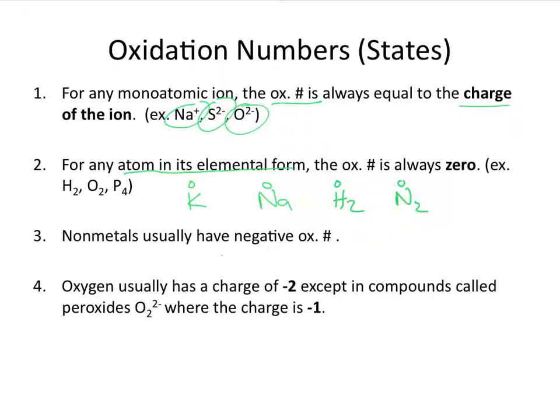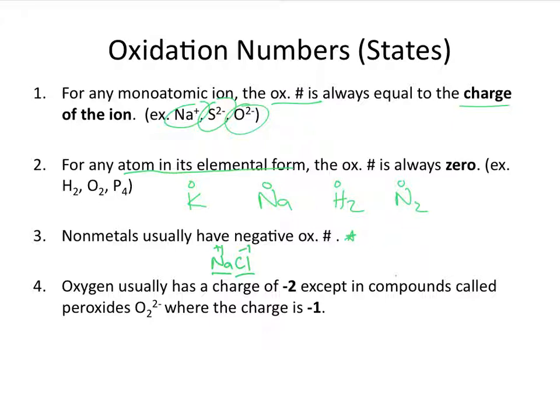Now for our third rule here, in the case of compounds, nonmetals are usually going to have negative oxidation numbers. And we know that this is the case in many examples, but in the case of, say, ionic compounds, we know that typically the metal is going to have a positive charge, and the nonmetal is going to have a negative charge. So in this case, oxidation numbers of +1 and -1 will occur respectively. Typically the nonmetals pick up those electrons because they want to be like their nearest noble gas, which usually requires the acceptance of electrons.